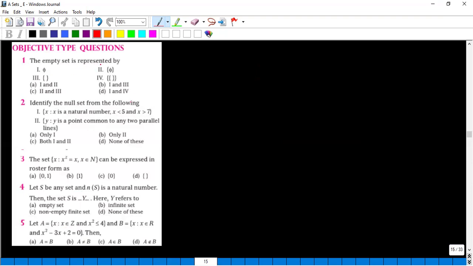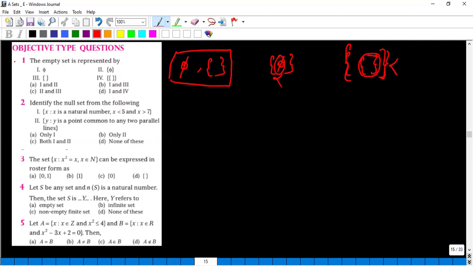The empty set is represented by, empty set we will represent with phi and this. What will happen if you take it like this? Inside the set there is an element, so it will never be empty. What if you take it like this? It is a set with one element, so it is also not empty. So we have option 1 and 3. So the correct option is option A.